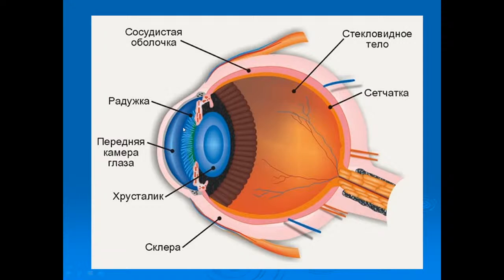Look at this slide. You can see several structures of the eyeball. This is sclera. This is cornea. Next, you can see iris located between cornea and lens. And also you can see ciliary body with processes, and underneath the sclera located choroid. This is choroid.